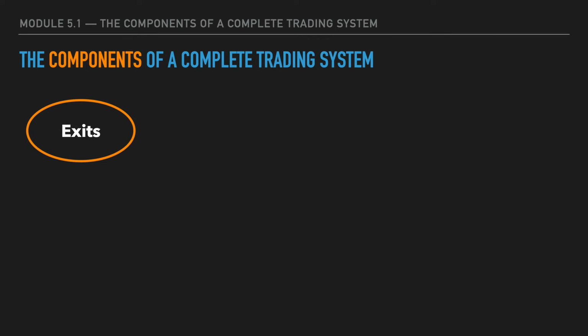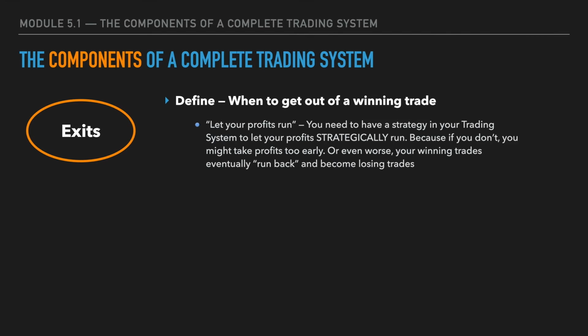Alright, the next key component is the exit. If stop loss helps us define when to get out of a losing trade, then the exit helps us define when we can get out of a winning trade. In trading, you probably have heard "let your profits run," but what they didn't tell you is that you need to have a strategy in your system to let your profits strategically run.